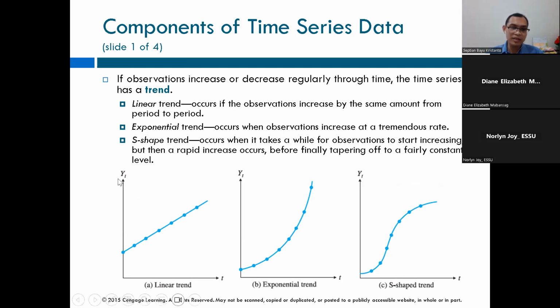For graph A, it could be linear because it is a straight line. But if your data is like this one, in graph B, this should be exponential, because the growth is so fast. And then graph C is about the S-shaped trends. They have a peak performance, and then they have a cutting down of the performance.